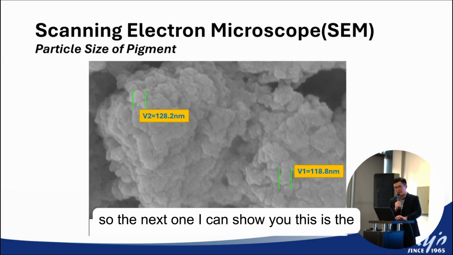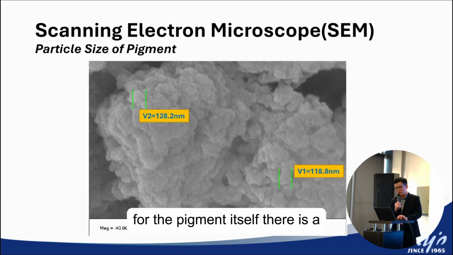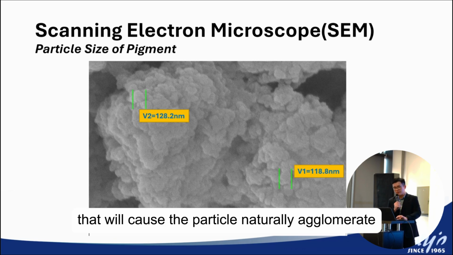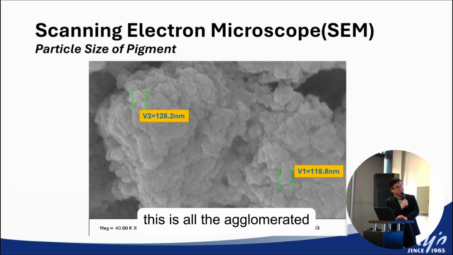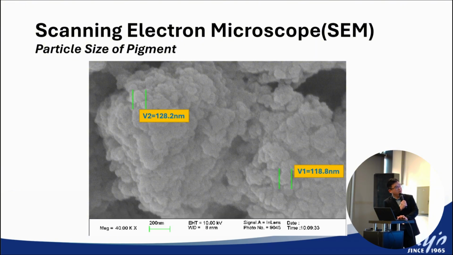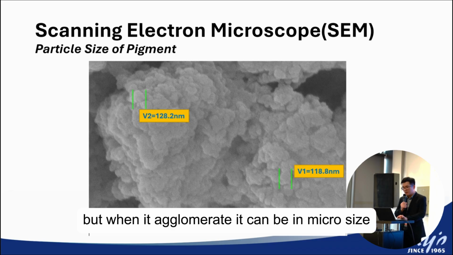The next one I can show you is the scanning electron microscope image of the pigment itself. There's a van der Waals force that will cause the particles to naturally agglomerate. In the conventional case, these are all agglomerated pigment particles. You can see the pigment particle itself is not large, only 128 to 180 nanometer, but when it agglomerates, it can be in micron size.